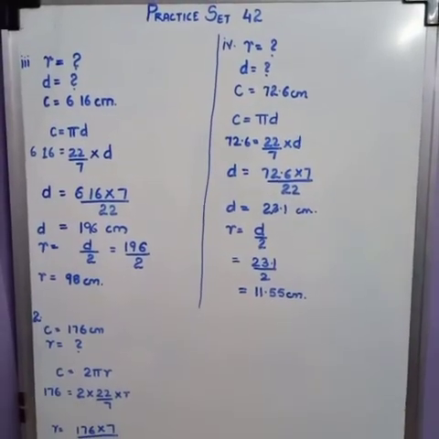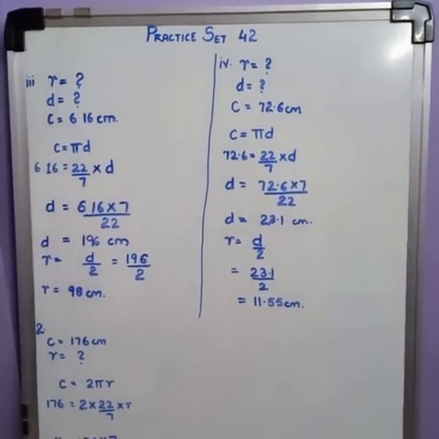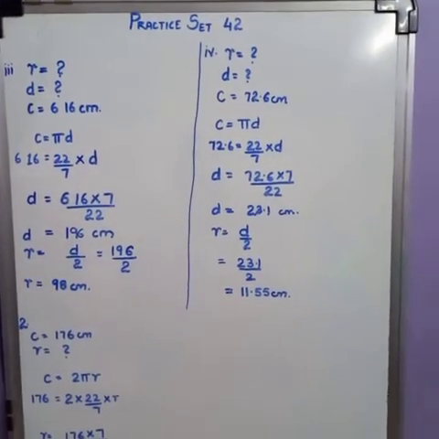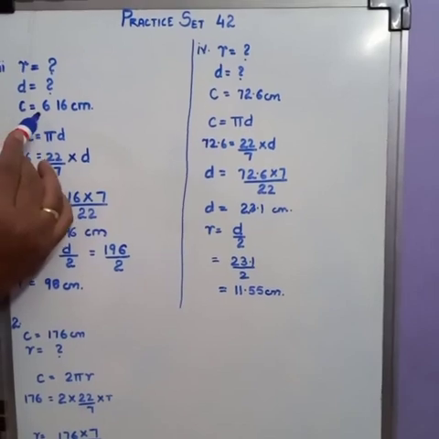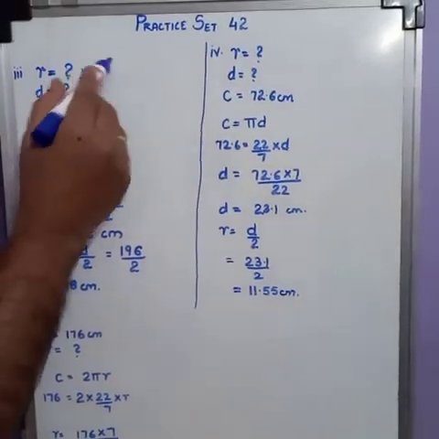Good morning students. Today we are going to start with practice set 42, third sum. In the third sum, radius is not given, diameter is not given. They have just given the circumference, that is 616 centimeter. Now we need to find the diameter and radius.